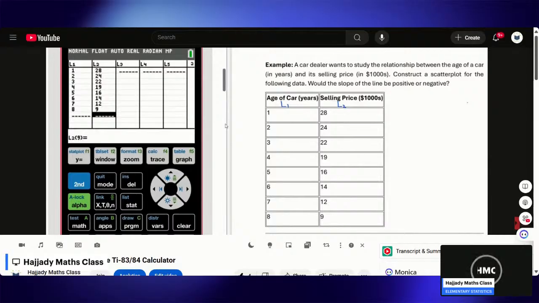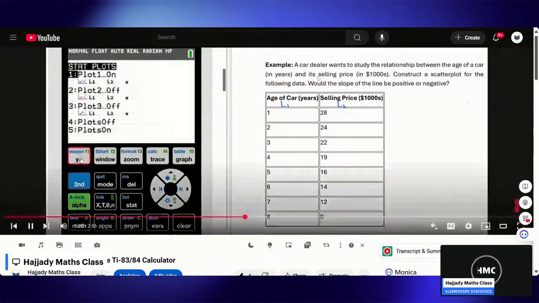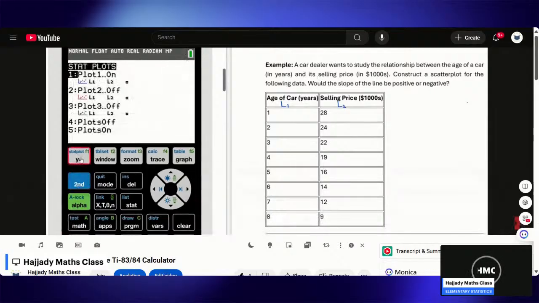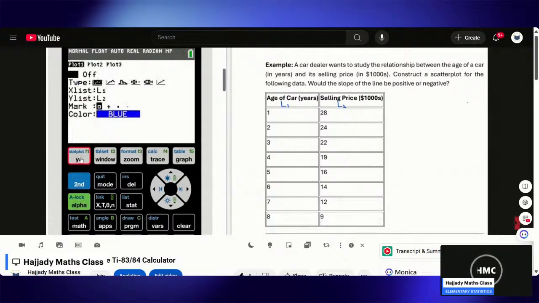Now the next thing to do is to click on second function, Stat Plots, and we can see the stat plot done. Then you can click on the number 1. Here in your calculator it can be off or on, but make sure you click on On.